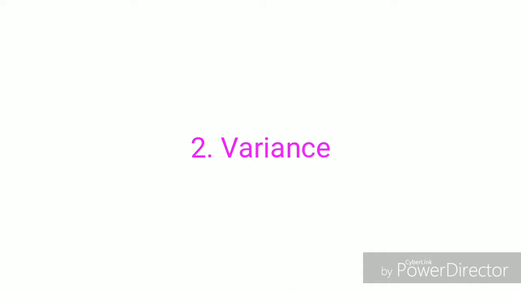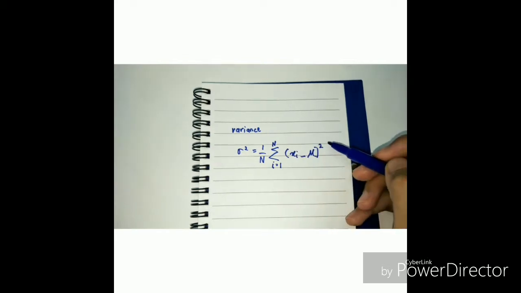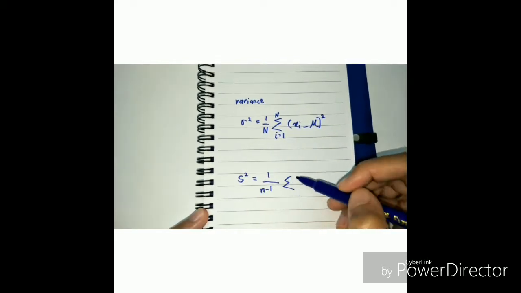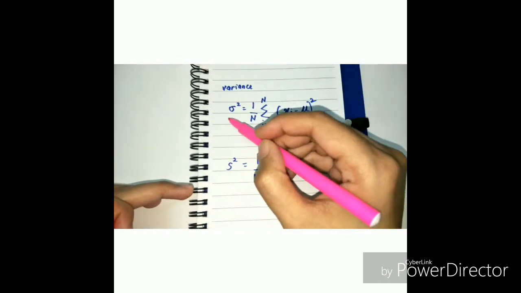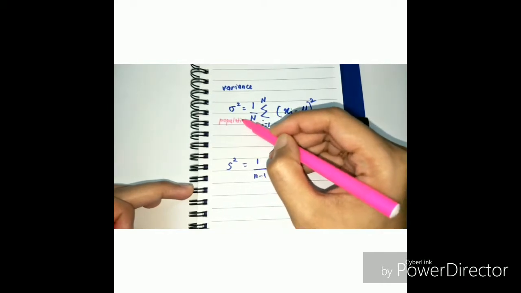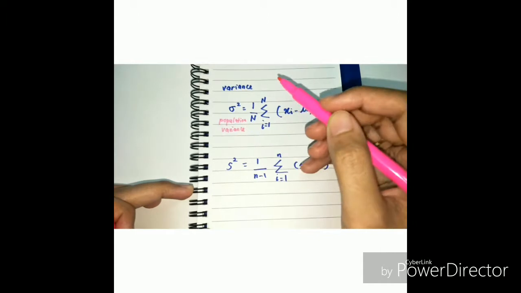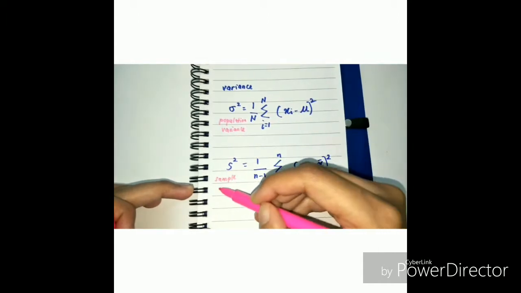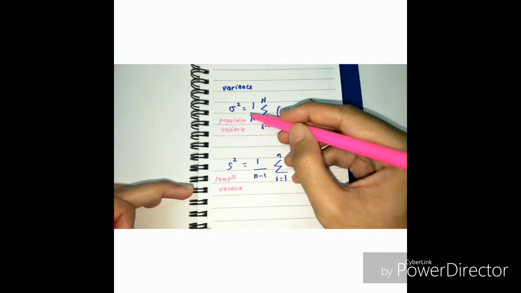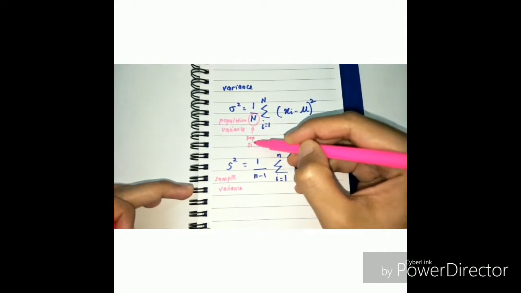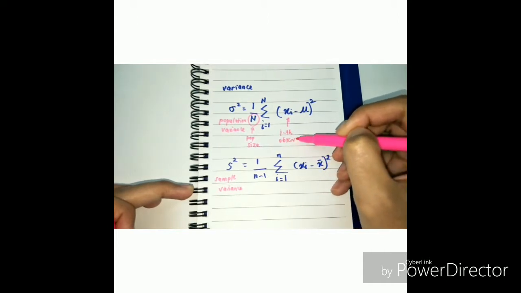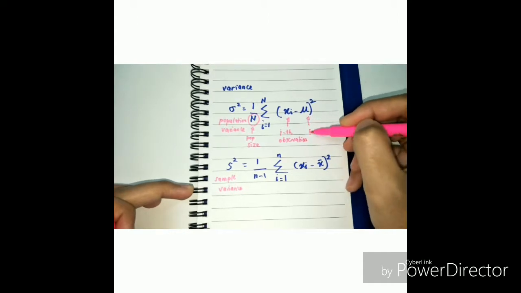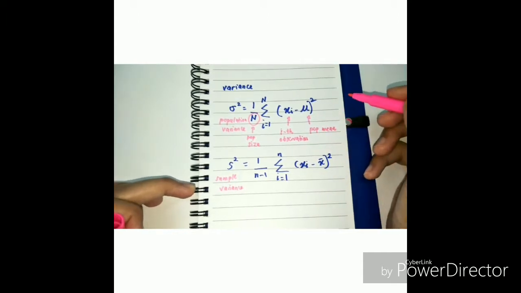Variance is a measure of the spread or dispersion within a set of data. Variance can be calculated using these two formulas. The first one is the formula to calculate the population variance, and the second formula is to calculate the sample variance. To calculate the population variance, N is equal to the population size, Xi is equal to the individual observation, and mu is equal to the population mean.